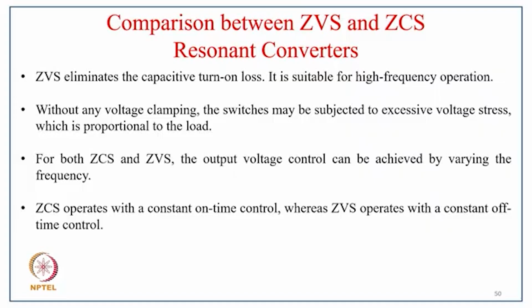For both ZCS and ZVS, the output voltage can be regulated by varying the frequency, and ZCS operates with a constant on-time control, whereas ZVS operates with constant off-time control.